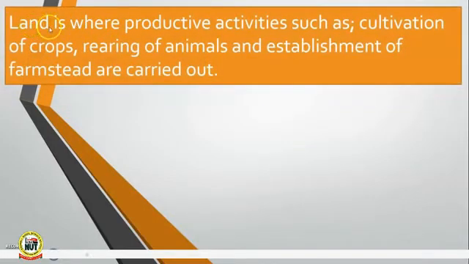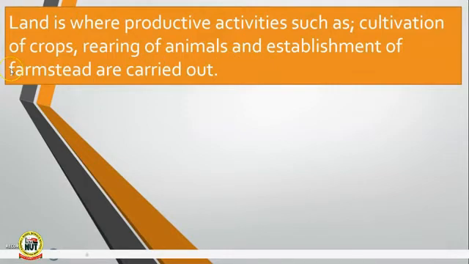Can we all read? Let's go. Land is where productive activities such as cultivation of crops, rearing of animals, and establishment of farmstead are carried out. All productive activities, every production is being carried out on land. Every productive activity, such as the cultivation of crops, rearing of animals, establishment of farmstead.